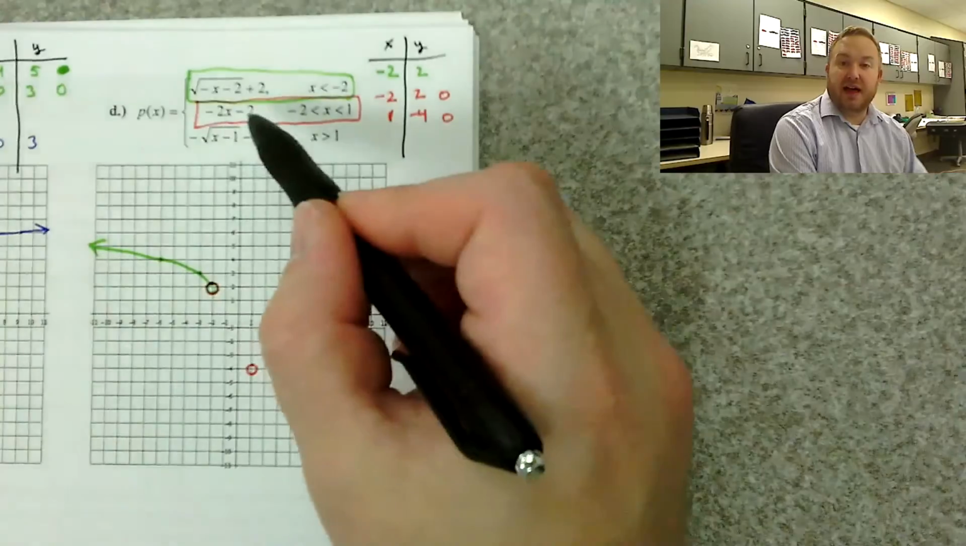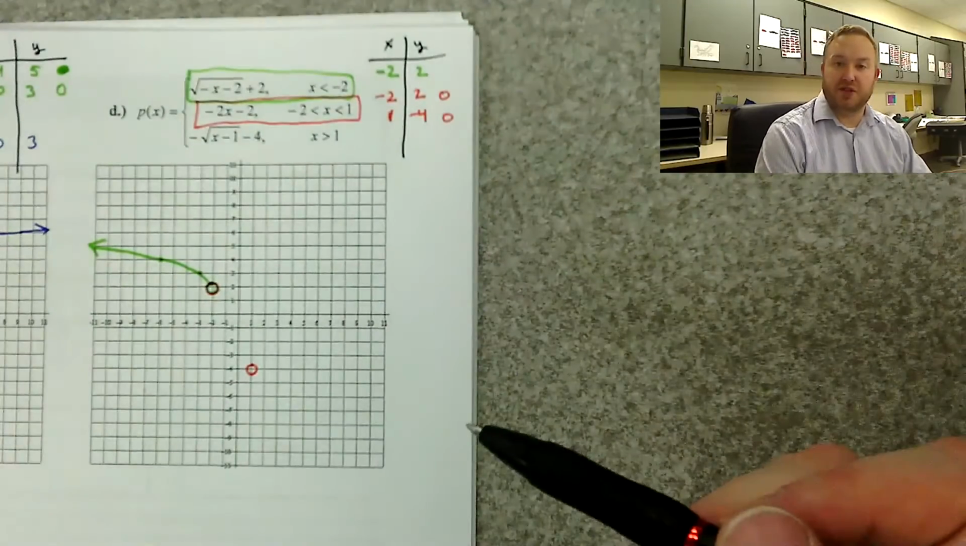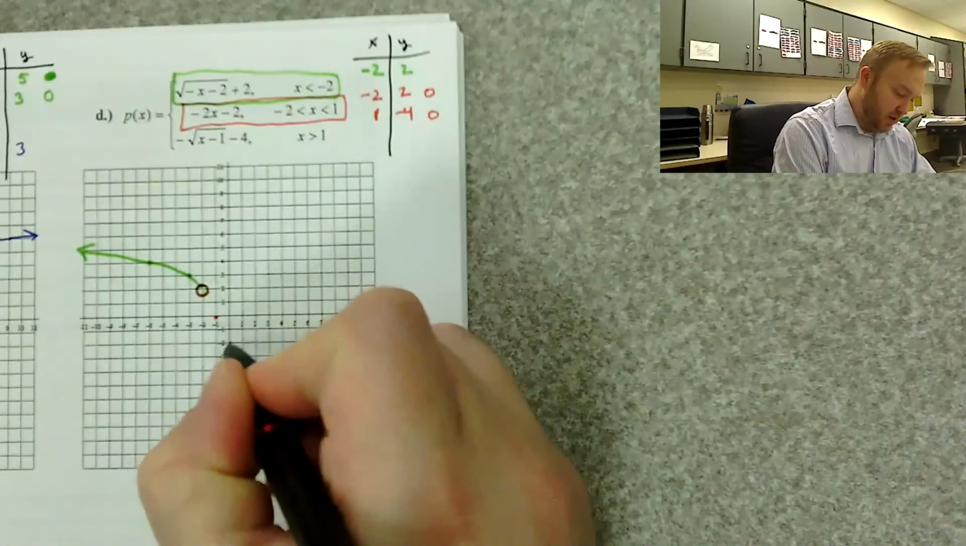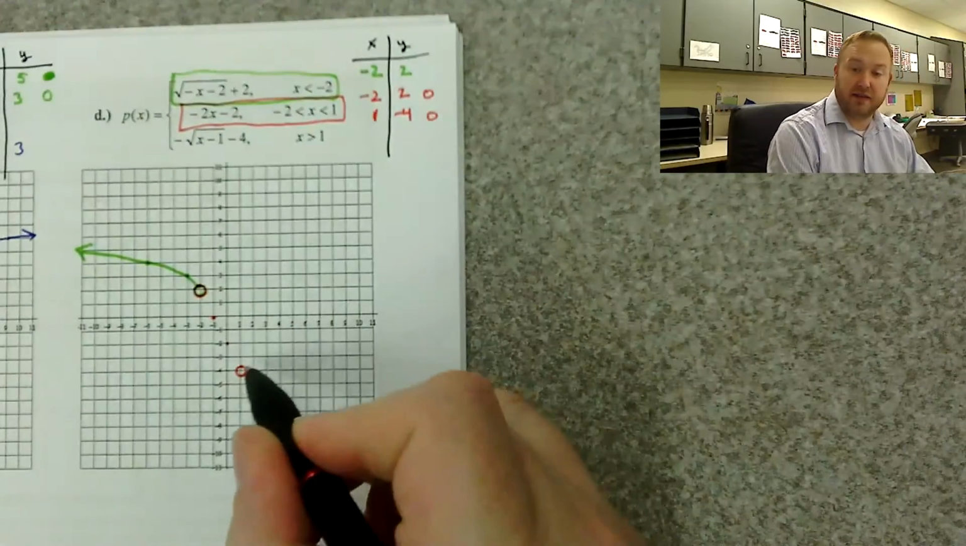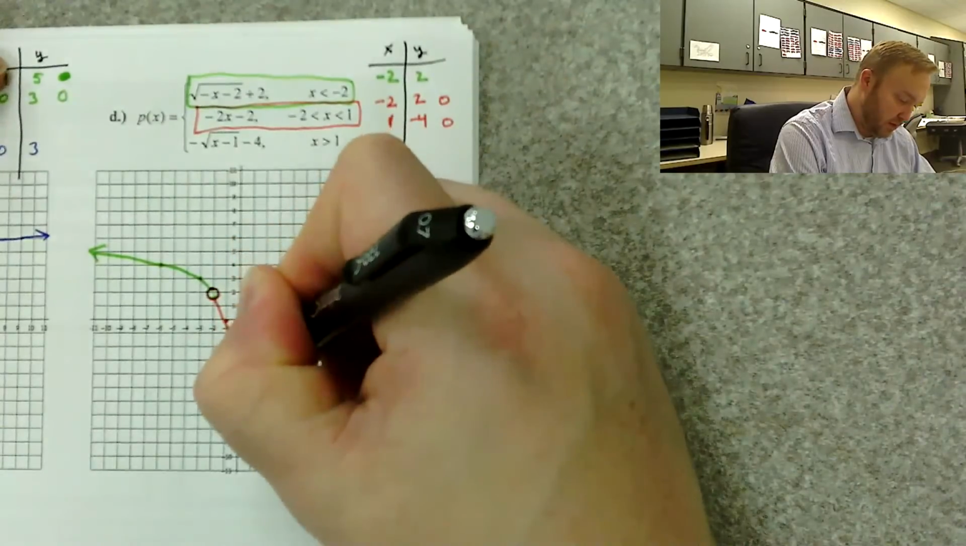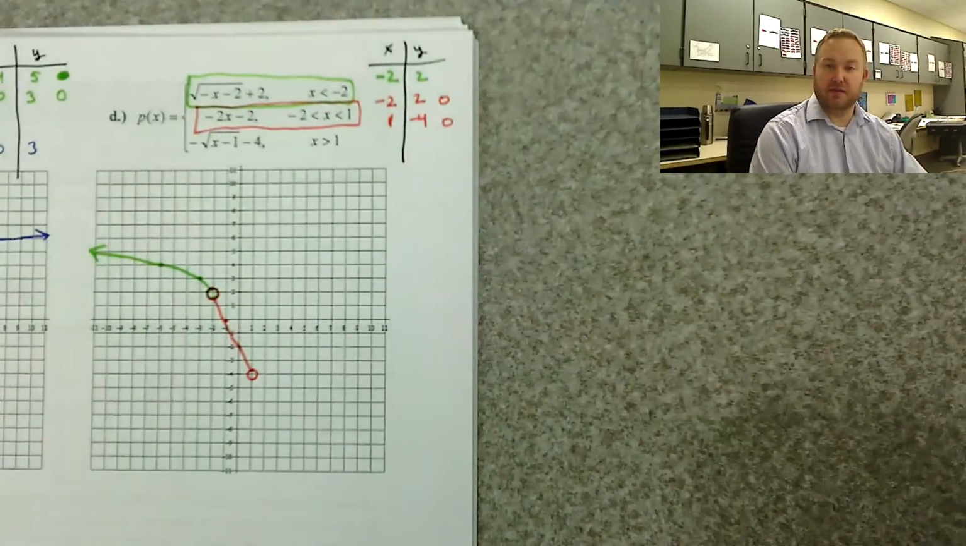Now this is a line that has a slope of -2. So I can just start at a point and go down 2, right 1, down 2, right 1, down 2, right 1. And look, I landed right back on that open circle again. That didn't really look like a line, but it's supposed to.